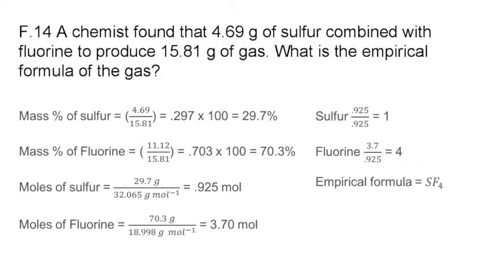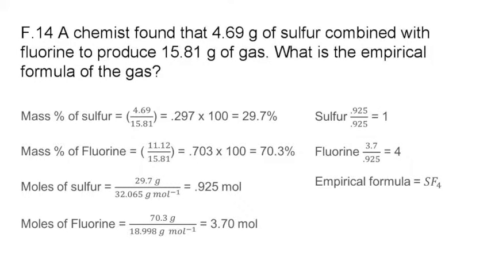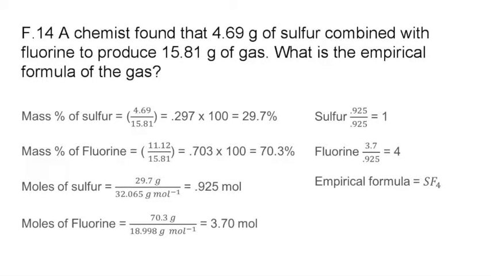So to find the ratio, we divide by the smallest number, which is 0.925. So for sulfur, we get 1, and for fluorine, we get 4. So there is 1 sulfur for every 4 fluorine, so we get SF4.